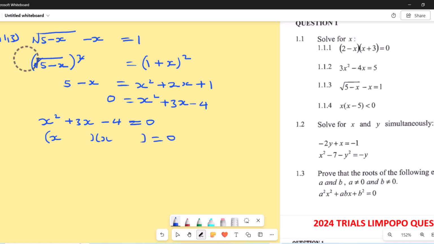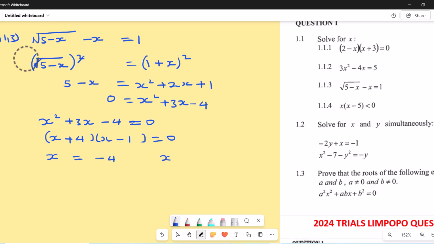So because this is negative 4, I must have opposite signs in brackets. That's a positive and a negative. Then the two numbers that multiply to give me negative 4, and add to get positive 3, are going to be positive 4 and a negative 1. So here, because of the 0, either the first bracket, x plus 4 equals 0, which gives us x equals negative 4, or x minus 1 is 0, which gives us x equals 1.